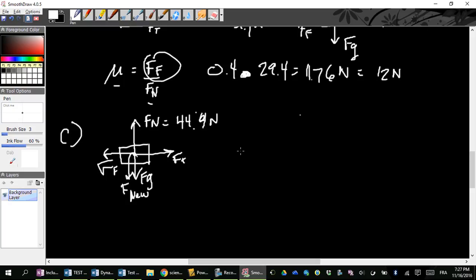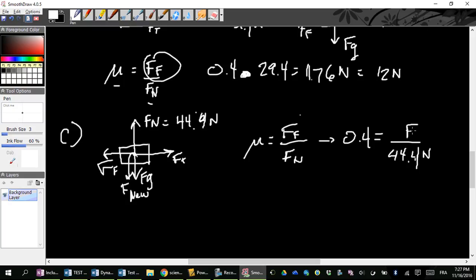So the coefficient doesn't change, right? So the equation is still the same. Mu equals Ff over Fn. This is meaning 0.4 equals, we're looking for this. We have Fn, which is 44.4. So we'll find Ff, which is Ft. So Ft equals 0.4 times 44.4.